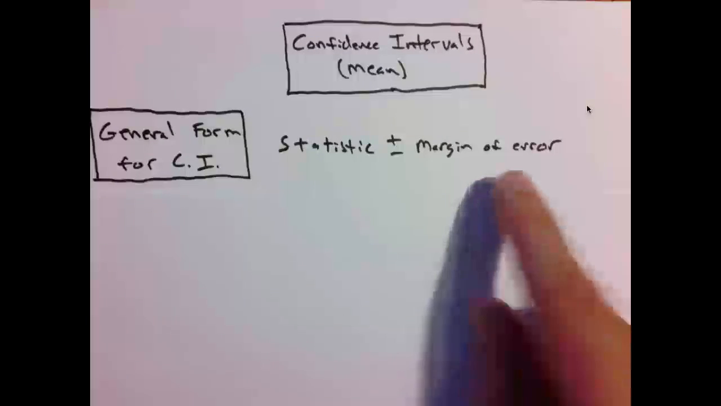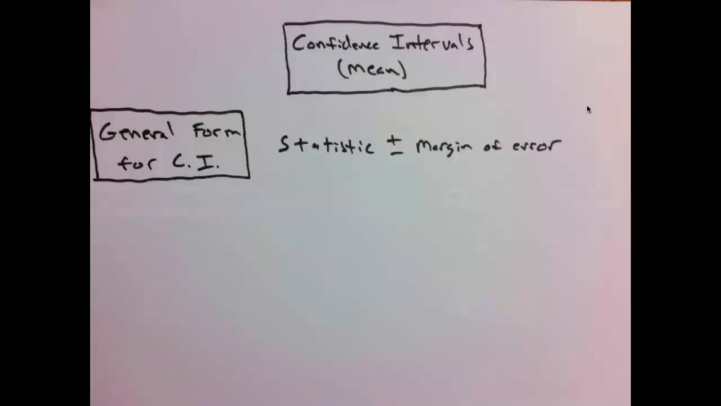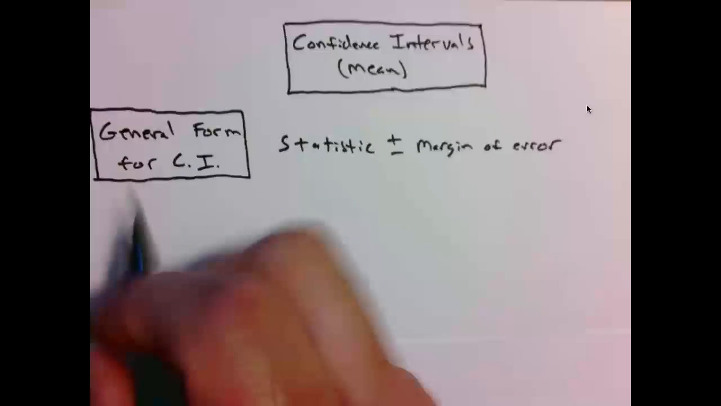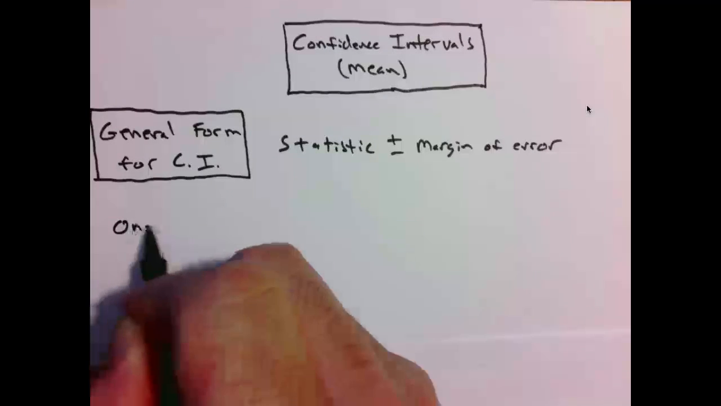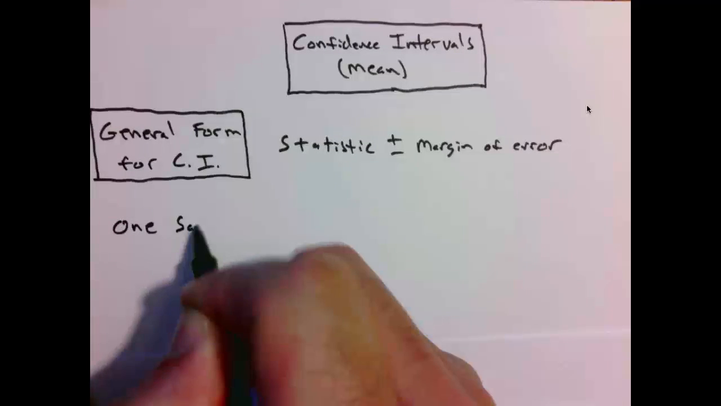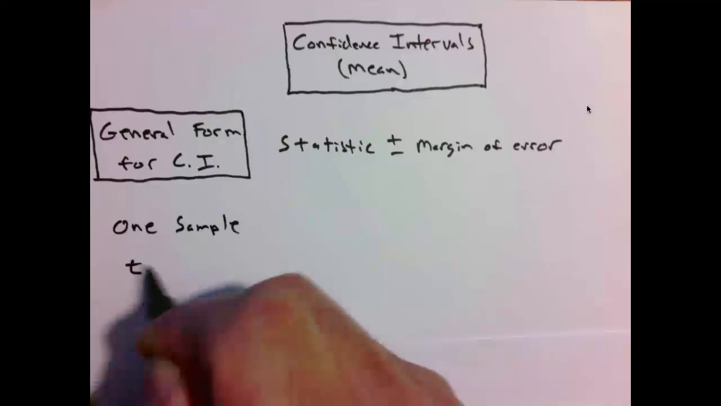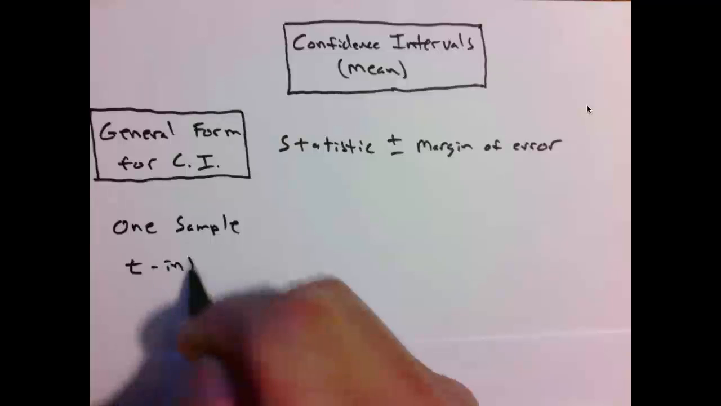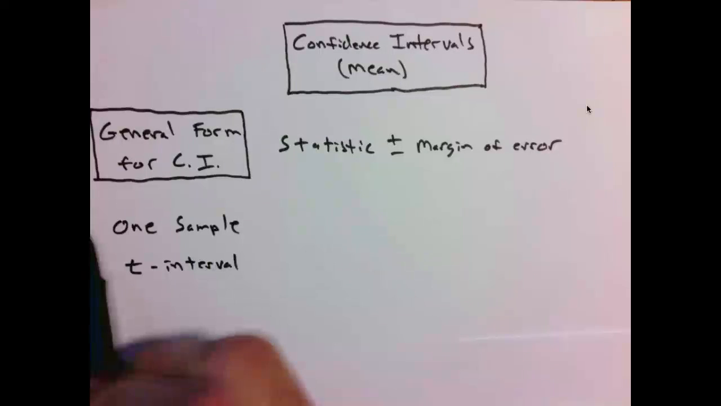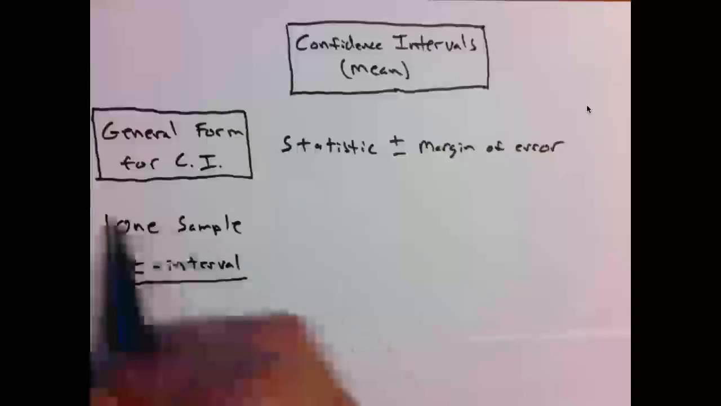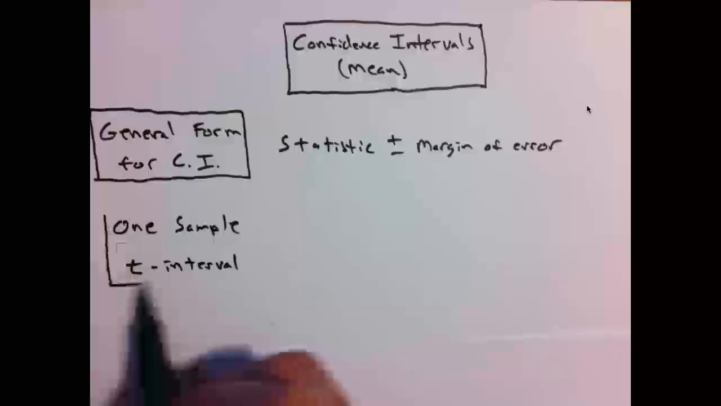Alright, for means we're going to be dealing with a specific confidence interval, and that confidence interval is called a one sample t interval. One sample means we're not comparing two different groups to each other. We're interested in finding and estimating one parameter.